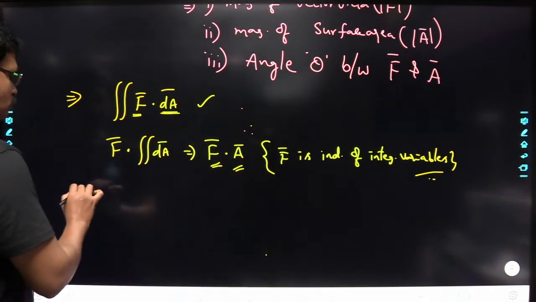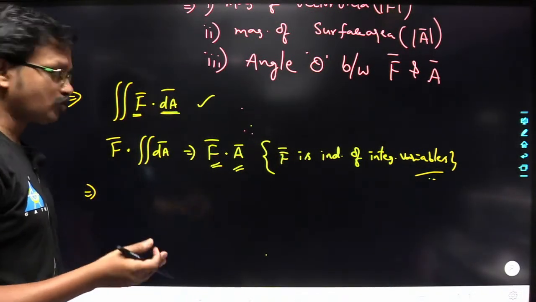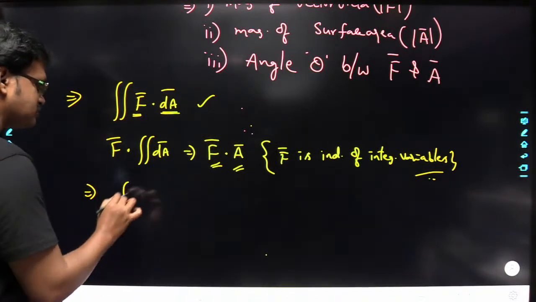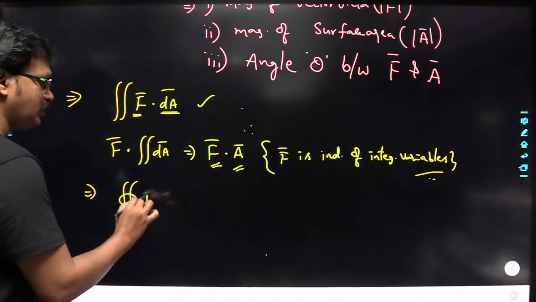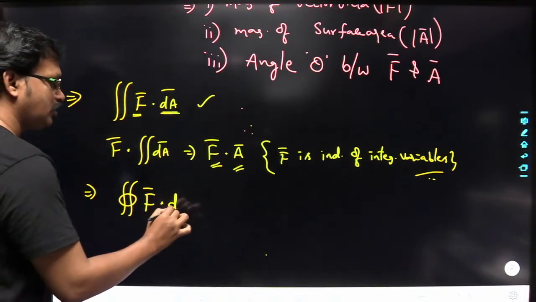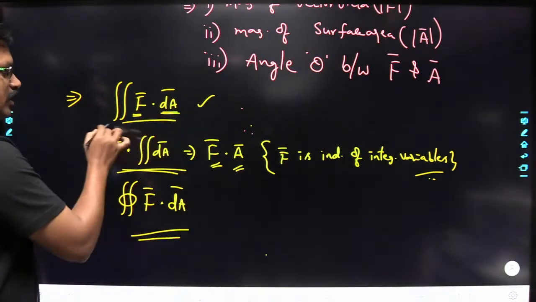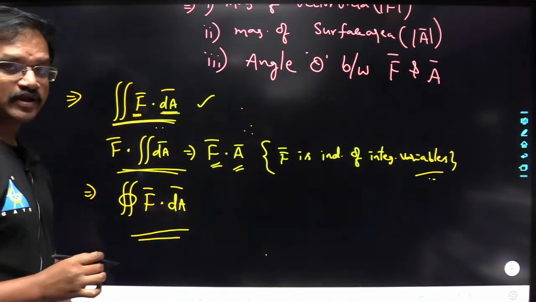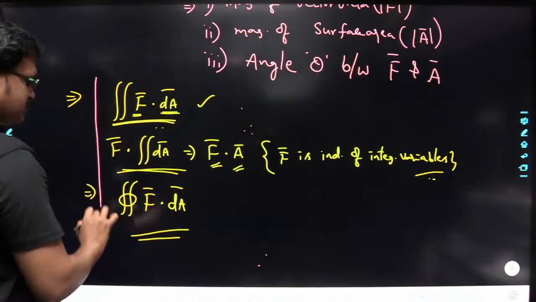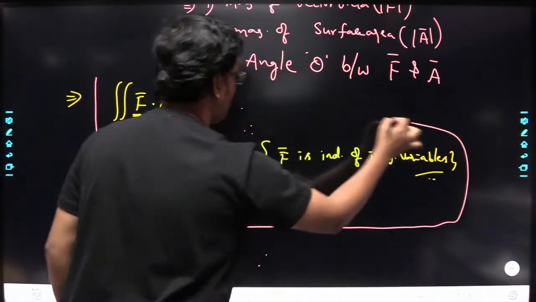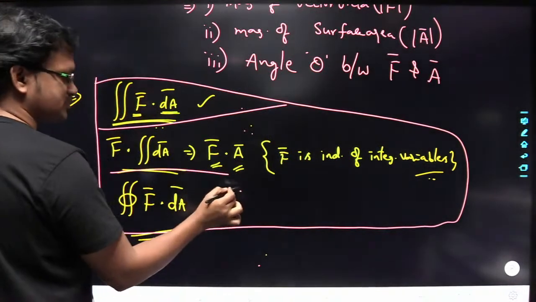Okay, now how to represent the flux through any closed surface? You can represent the flux through any closed surface in this manner: closed surface integral f bar dot dA bar. How we got all these representations, we have studied in the previous session. So I hope it is crystal clear, I hope you have understood clearly about flux, right?